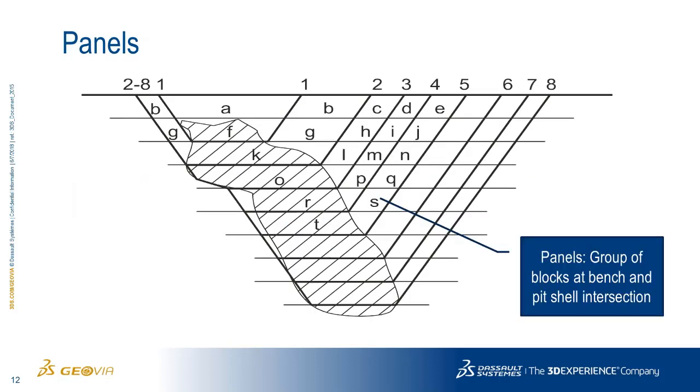So an important building block of Whittle that we need to make sure we're clear on, regardless of the scheduling approach we use, whether it's fixed lead, Milawa, or SIMO, is the scheduling unit inside of Whittle. Whittle's not a block-by-block scheduling tool. Whittle's scheduling unit for strategic level planning is what we call a panel. The panel, as you can see here from the picture, is where essentially each pit shell meets the bench. That forms a block of material, and that's really the scheduling unit.